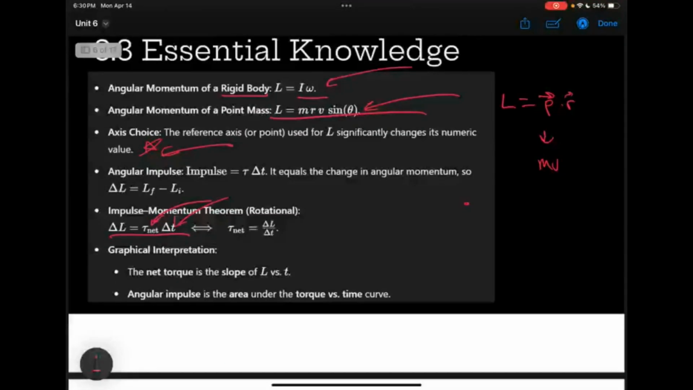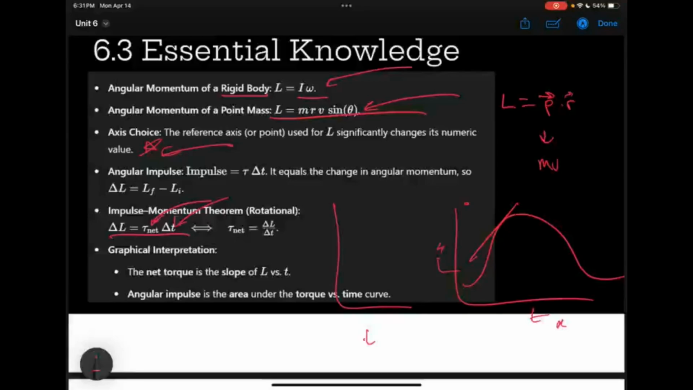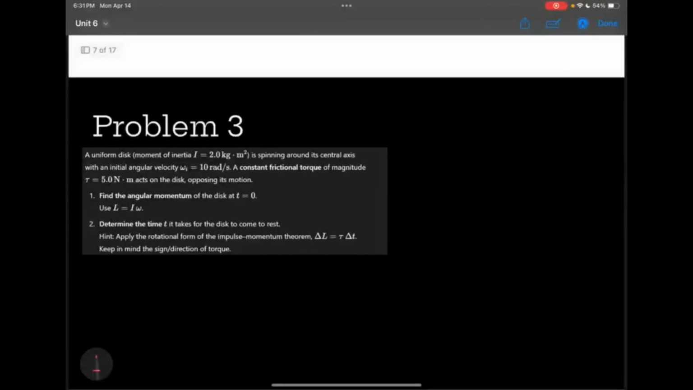And then the net torque is the slope of this angular momentum and time graph, because we're just dividing these two quantities. Whenever you divide something in a graph, it'll be the slope, the y-axis over x-axis. So whenever you think about graphing problems, just know that if you're multiplying, that's an area. If you're dividing, that's a slope. So if you have some torque here, the area under this would be the impulse because we're multiplying, right? So now let's go over problem 3.